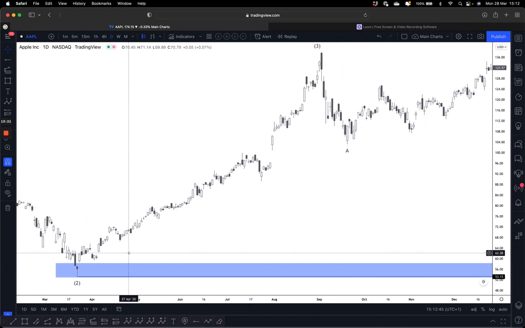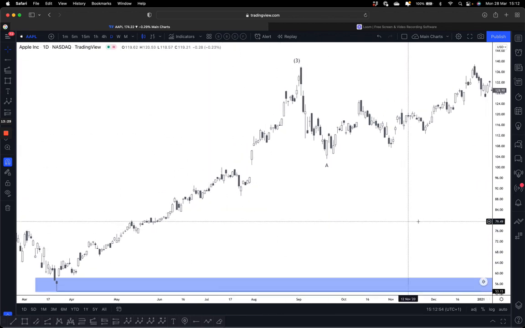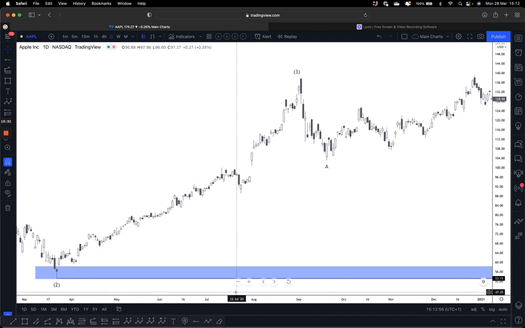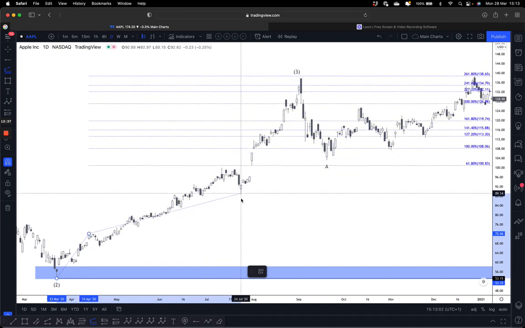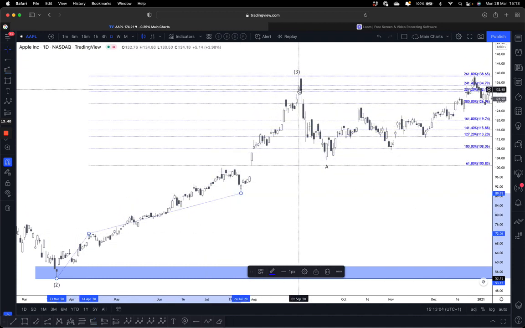you can count 1, 2, 3, 4, 5. Let's see how well this works. Look, it extended quite a lot, but you can see the point I'm making: we'll probably be aiming around the 1.618 area.